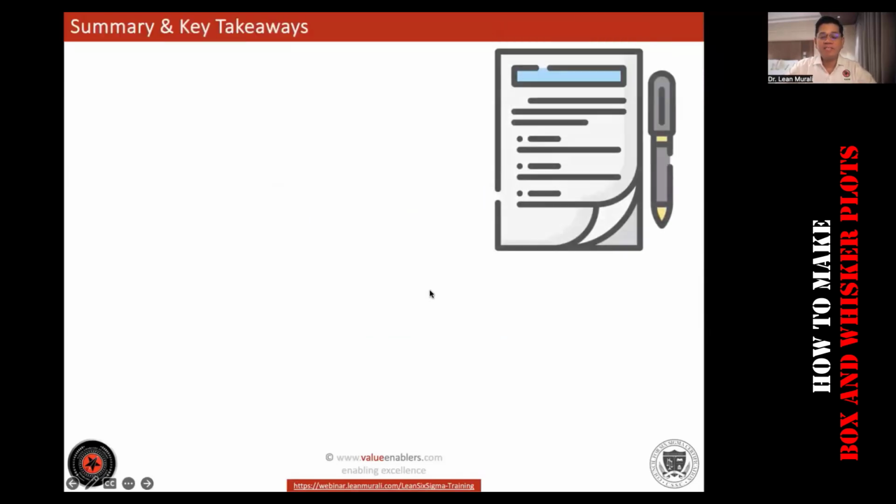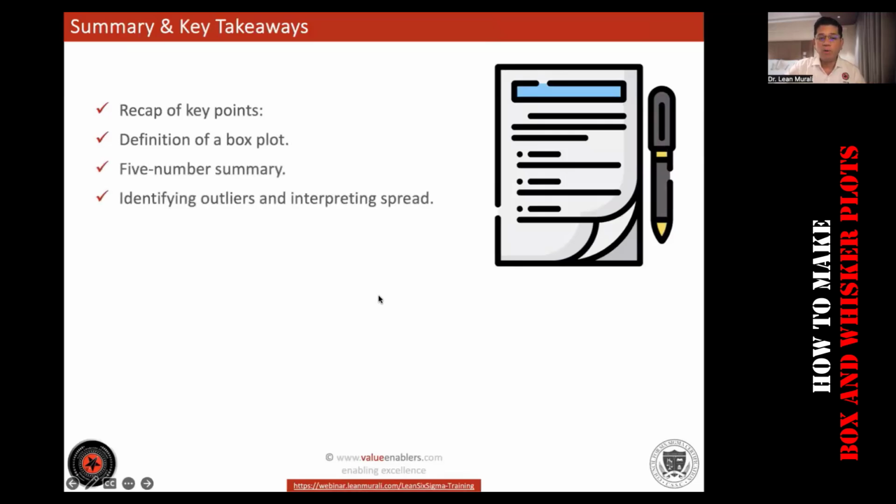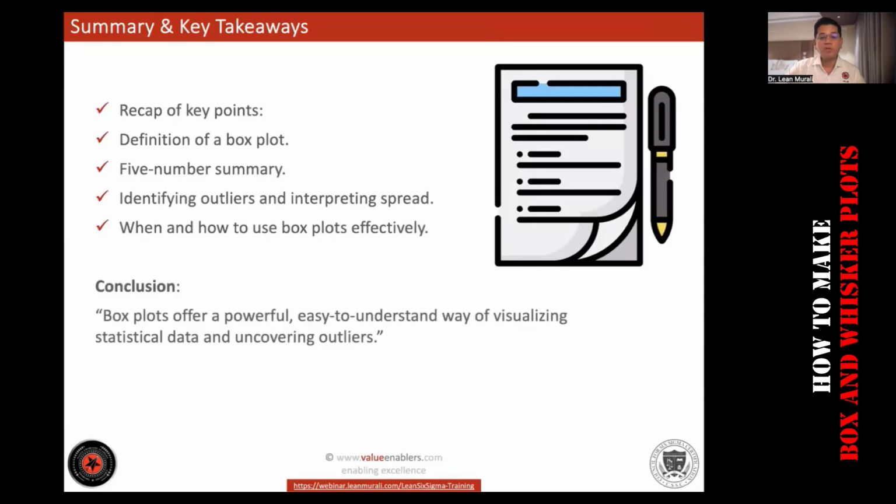So some summaries. Let's go into the summary, a recap of key points. We've gone through the definition of box plot, the 5-number summary, identifying outliers and interpreting the spread, and when and how to use box plots effectively. In conclusion, box plots offer a powerful, easy way of visualizing statistical data and uncovering outliers.